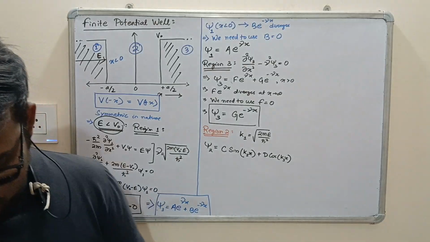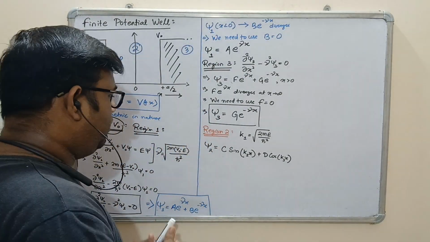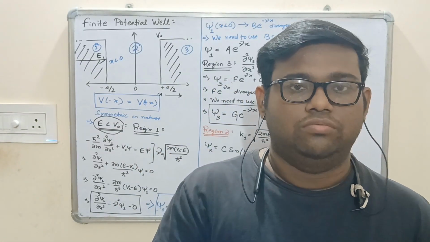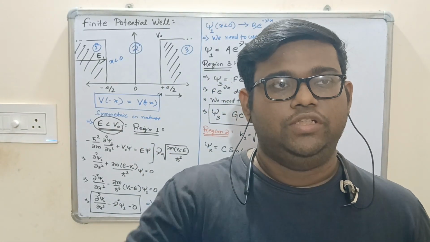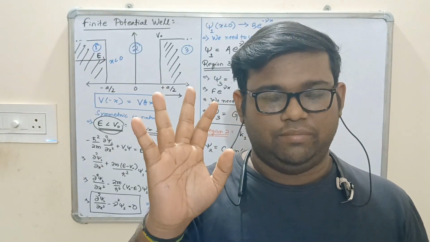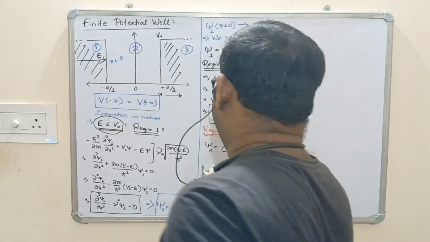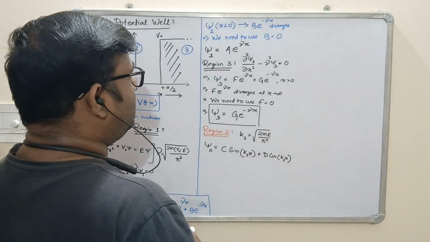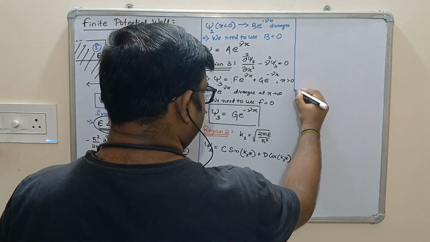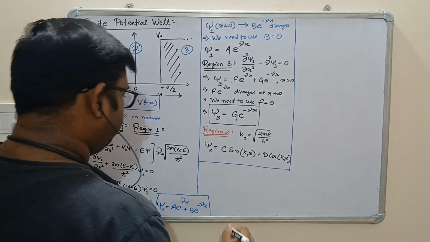Now what do we need to do in these kinds of questions? We use boundary conditions, and here we will do exactly the same thing. Nothing is going to change. Let's do the boundary conditions. First we have to do it for the odd function, then we have to do it for the even. First we will do the odd.